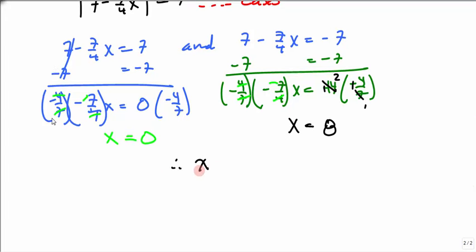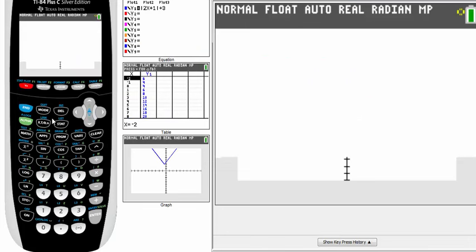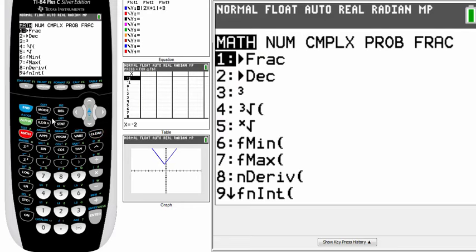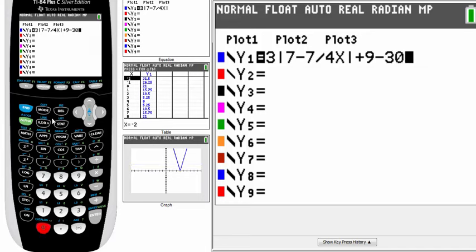Now, you should always check these either by graphing or by plugging them back in. So for this example, let's go ahead and graph to check our answer. So under y equals, let's make sure we clear that out. We'll have 3 absolute value, which is under math, second option over here to the right, 7 minus 7/4 x. Okay, that's the end of my absolute value, so you'd close your parentheses there. Now mine was a +9, and I have to subtract over the 30 that was on the right-hand side.